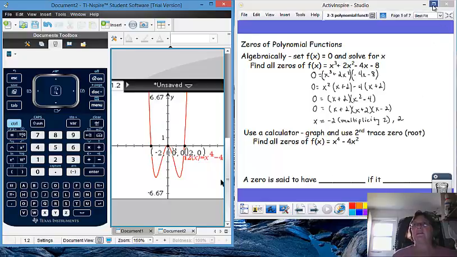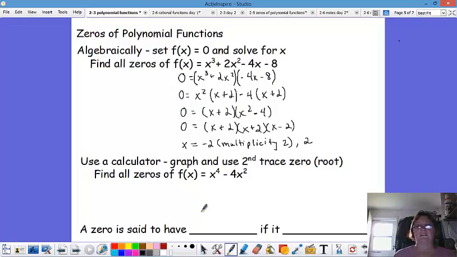So we have 3 zeros for this polynomial, and they happen at positive and negative 2, and at 0. However, I know that there are supposed to be 4 zeros if I have a 4th degree polynomial. So I want to just ask you to think about what we saw.